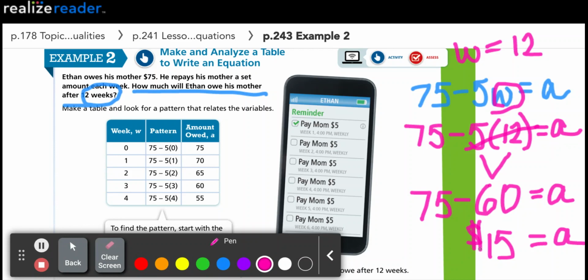So if we have week 1, 2, 3, 4, to continue this chart, we would have 12 weeks. So the pattern is 75 minus 5 times 12. And the amount owed was $15. But you see how I thought I was wrong, but when we double checked it, it does make sense because the table just doesn't go all the way to 12 weeks.